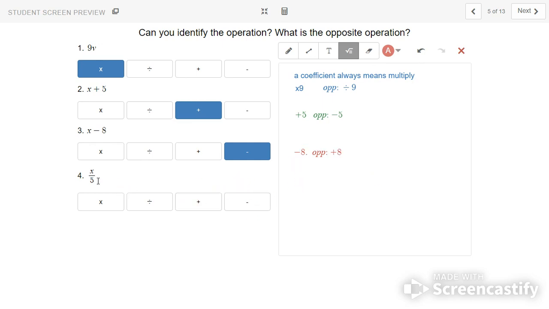And finally, we have x over 5. Now, there's two possible answers to this. We could say that this is dividing by 5, or we could say that we are multiplying by 1/5. Regardless, both of them will work as long as we identify what the opposite is. So the opposite of dividing by 5 is to multiply by 5, and the opposite of 1 over 5 would be to divide by 1 over 5.